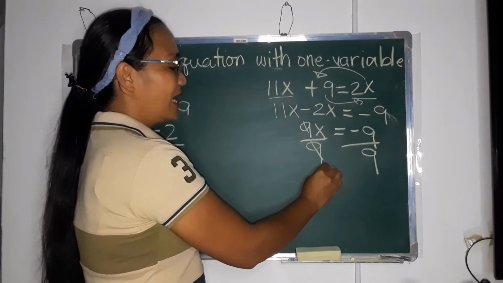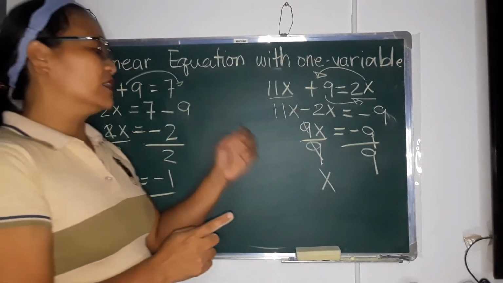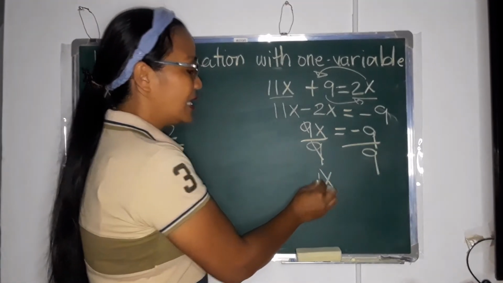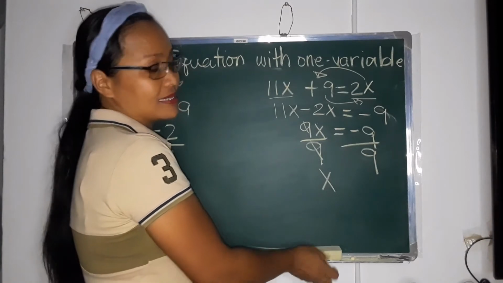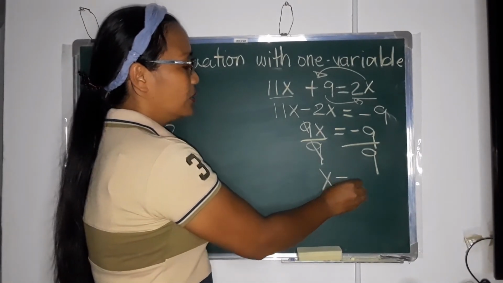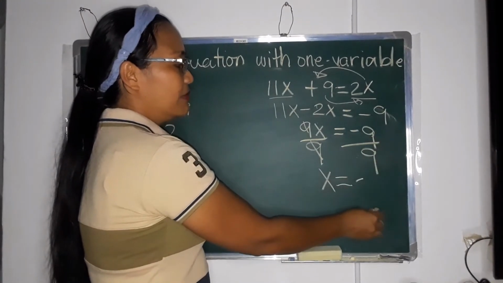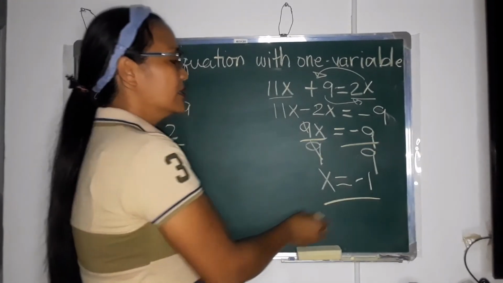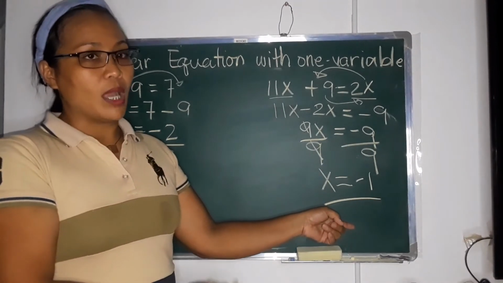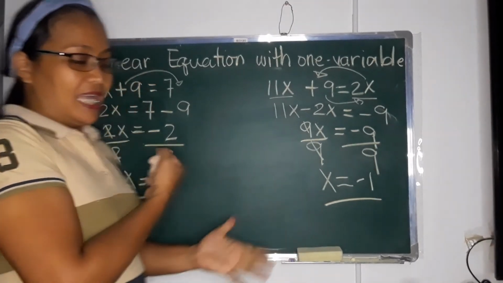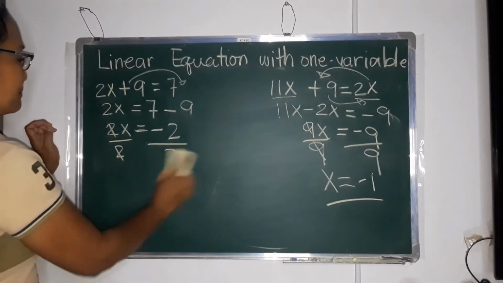So we have 1x, or simply x, because 1 is invisible, we don't need to write 1 here. That is automatically 1x if we write x. Okay? Negative divided by positive is equal to negative. 9 divided by 9 is equal to 1. So our variable x is equal to negative 1. Okay, so next, example number 3.